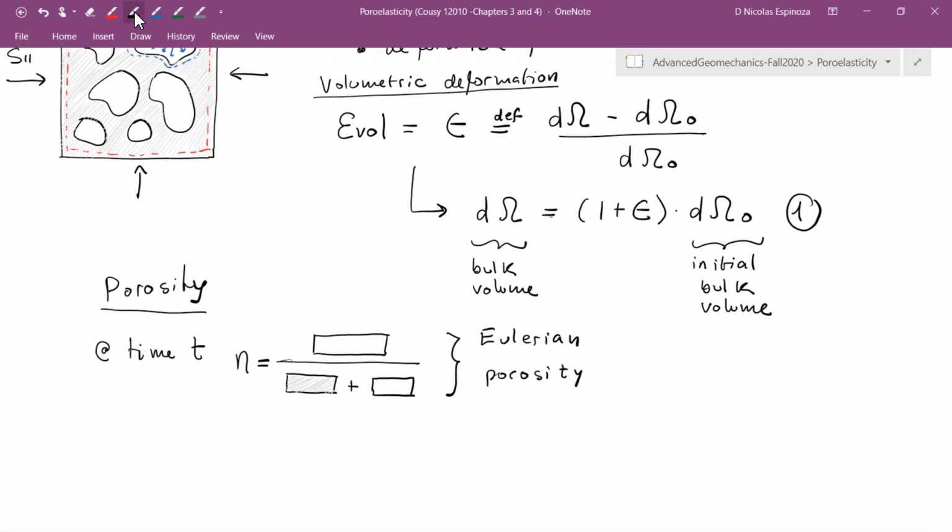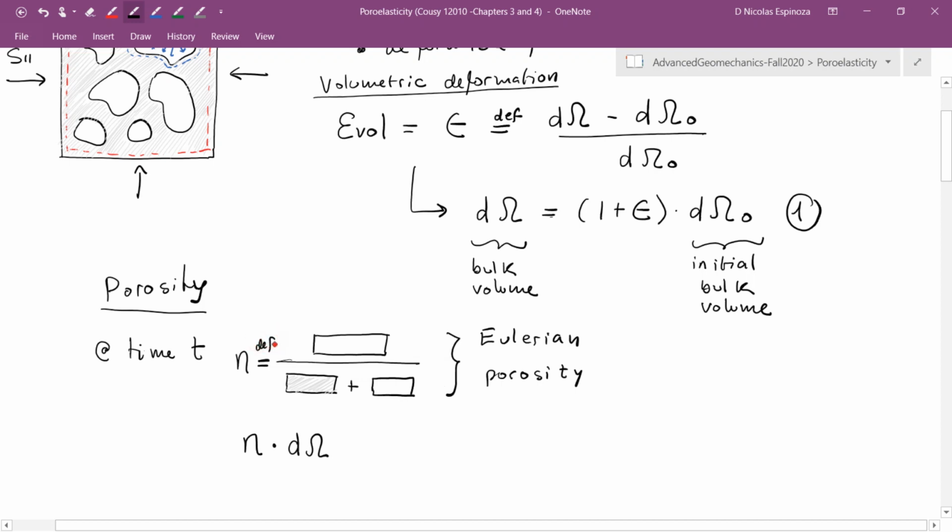And this definition is going to be the definition of the Lagrangian porosity. For example, if I wanted to write what the pore volume is according to the Eulerian porosity, I would say that the pore volume is equal to the porosity, Eulerian porosity, times the bulk volume. This is what we have from our definition before.